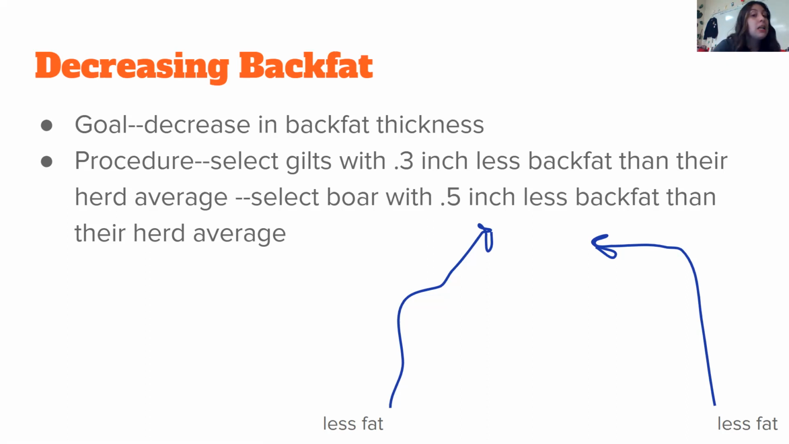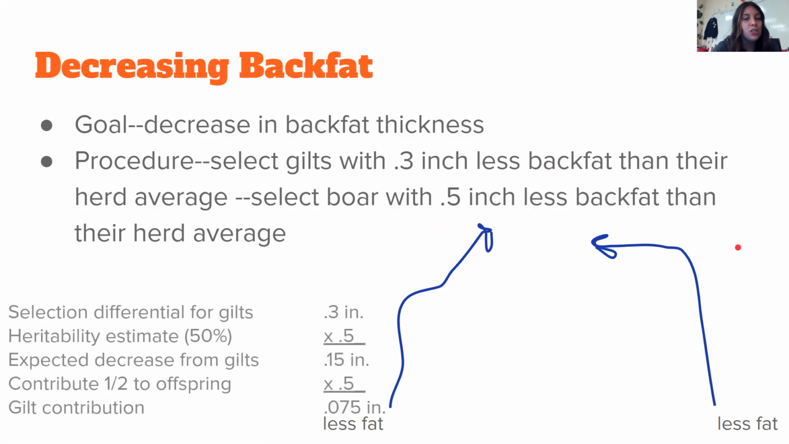So which pigs is he going to pick? Well, in this example, he's going to select gilts, which are our female pigs that haven't had babies. He's going to select a gilt that has 0.3 inches less back fat than the herd average. Doesn't sound like a lot, but it is. When 1.6 inches is a lot of back fat, 0.3 inches is also a lot. And then he's also going to select a breeding boar that has 0.5 inch less back fat than the herd average. And that is a lot.